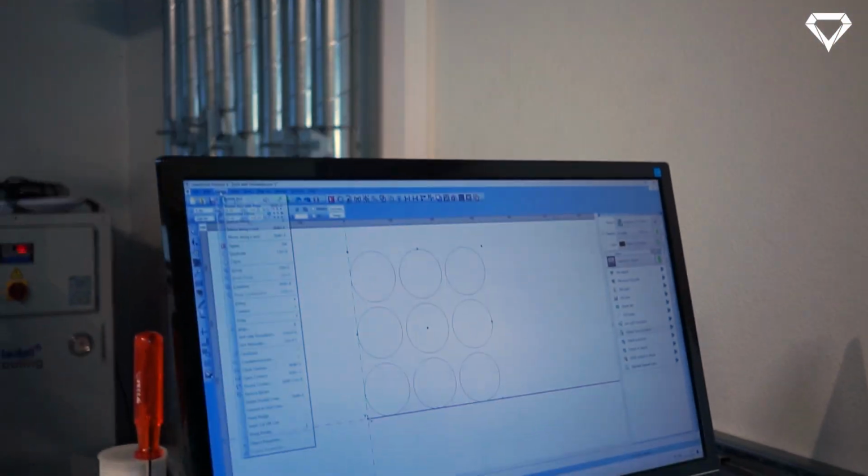Everyone knows that time is money. But is there a trick for cutting as efficiently as possible? Let's find out. I have an example of an unsorted job from a customer, and I can show you in the software how this will look.